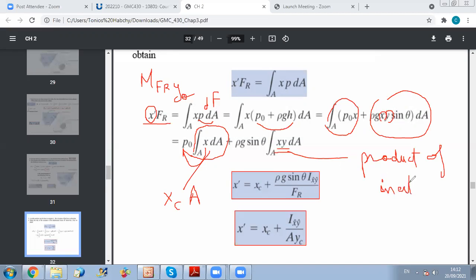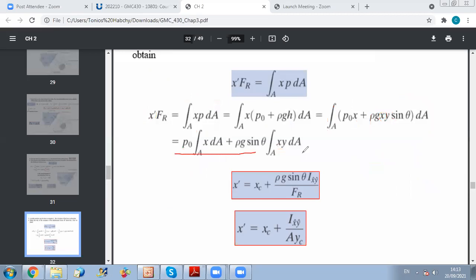When we are done with this section, we will go together over a formula sheet. You will see that for all typical surfaces, rectangle, triangle, circle, we will have formulas for both the second moment of inertia about a certain x-axis and the product of inertia. Now, to find x prime, all I have to do is divide by Fr, and again, it is the same procedure of demonstration.